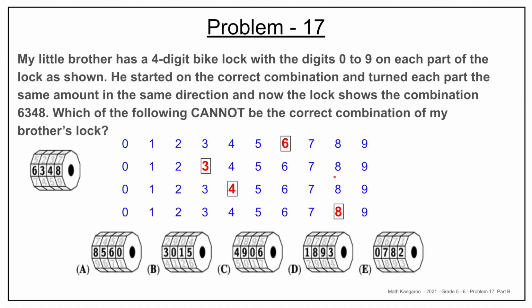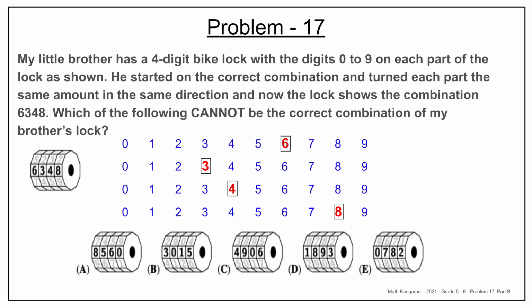So option D, it is 1, before 1, 2, 3, 4. So it is 4 numbers before the original. So we'll count 1, 2, 3 and 4, and the fifth one. So it should be 1, 8, 9, 3. This is correct. So this is not our answer.